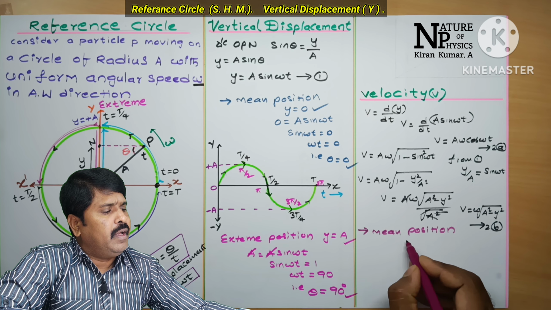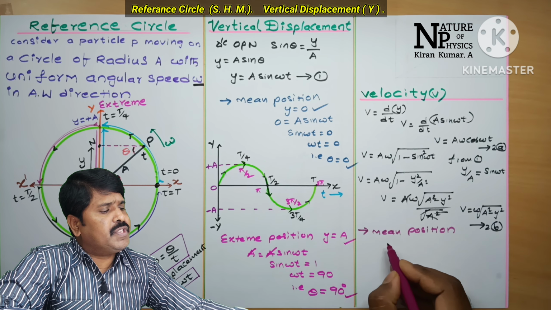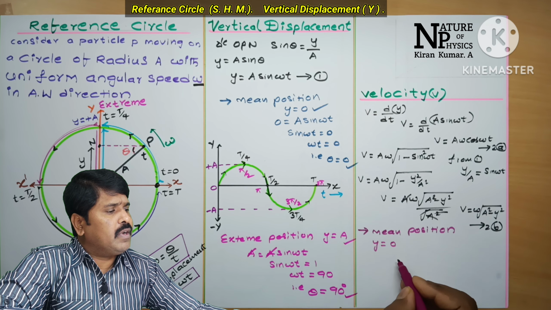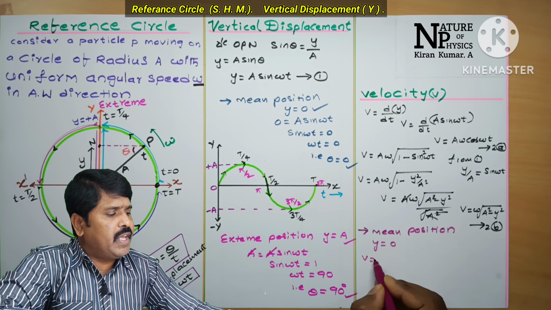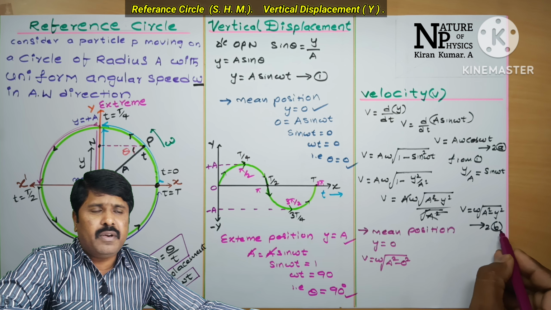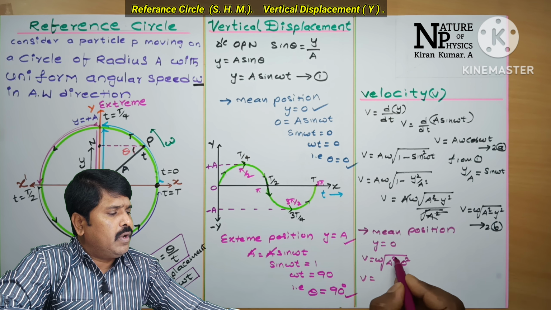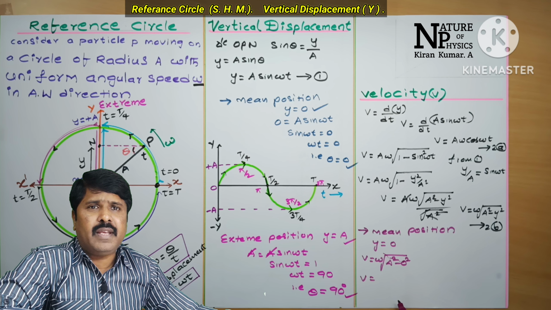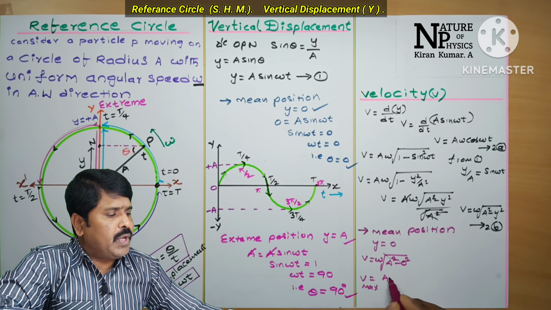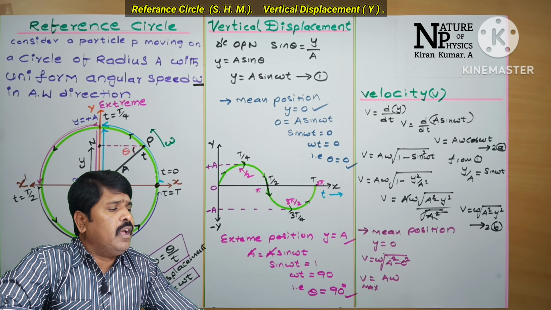For the mean position, we can consider two values: the theta value and also the y value. First I am writing y is equal to 0. So y is equal to 0, replacing in the equation v is equal to omega root over a square minus 0 square. Using the second equation, because of linear displacement and linear velocity, the square root cancels with the a, and we get the velocity maximum, v max is equal to a omega. See, maximum velocity is equal to a omega at the mean position.